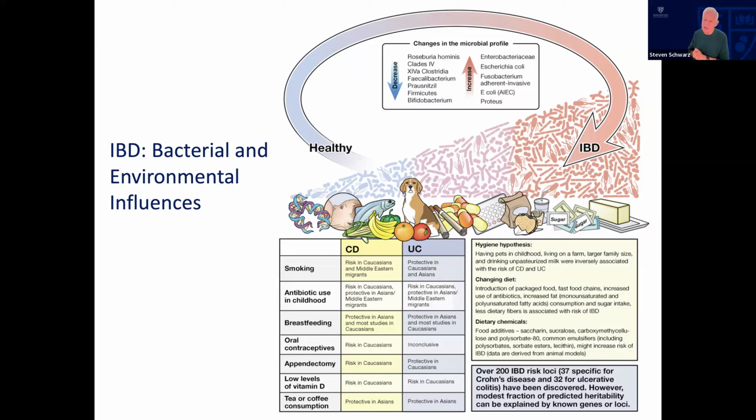So again, shown at the bottom right, there have been over 200 IBD loci in the genome that have been discovered in association with inflammatory bowel disease. However, in most cases, they only modestly predict what is going to happen.